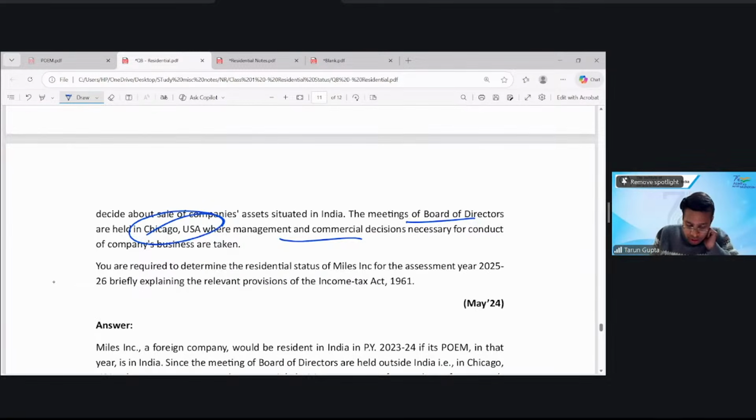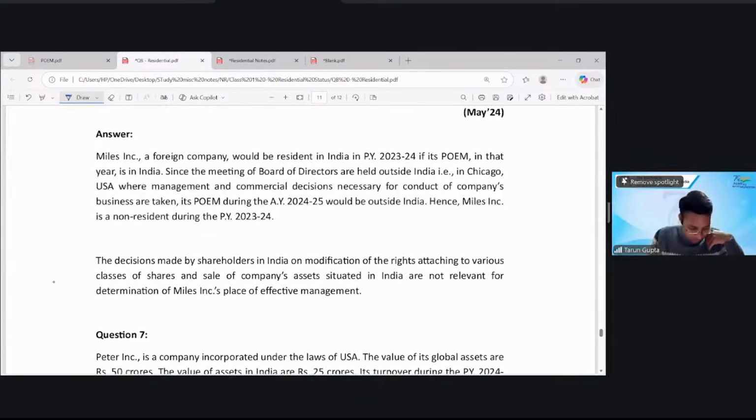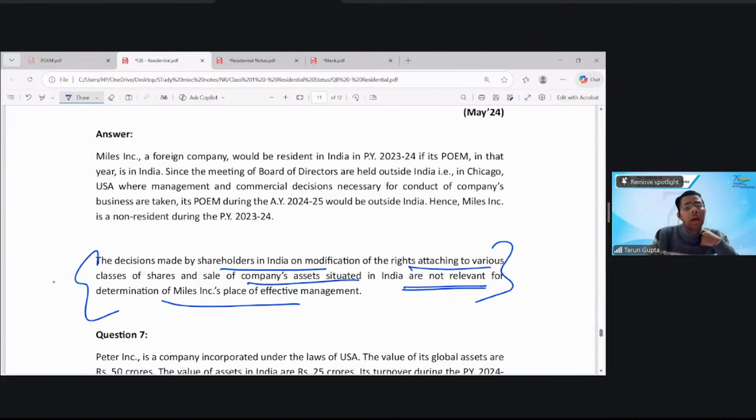You are required to determine the residential status of Miles. I need to decide the residential status of Miles. Of course, it's non-resident. See, the decisions made by shareholders in India on modification of the rights attached to the various classes of shares and sale of the company's asset situated in India are not relevant for determination of Miles Inc.'s place of effective management because they are shareholder decisions. They are not decisions in the nature of key management or commercial decisions.